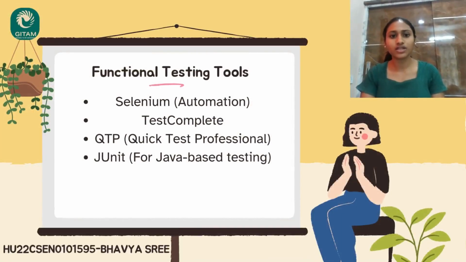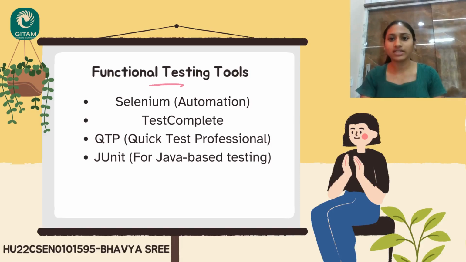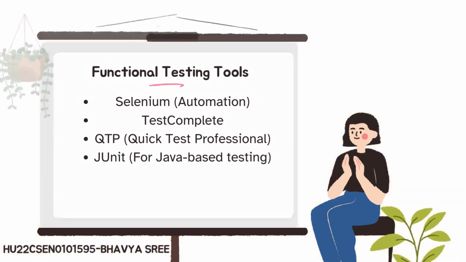Now let us talk about functional testing tools. To make functional testing efficient, we use various automation tools. Let us look at some popular ones. The first one is Selenium, one of the most widely used open source tools for automating web applications. TestComplete, a great tool for UI testing with both script-based and scriptless options. QTP, Quick Test Professional, now known as UFT. It is widely used for automated functional testing. JUnit, a unit testing framework specifically designed for Java applications. These tools help in automating repetitive tasks, reducing manual effort, and increasing accuracy in execution of the tests.